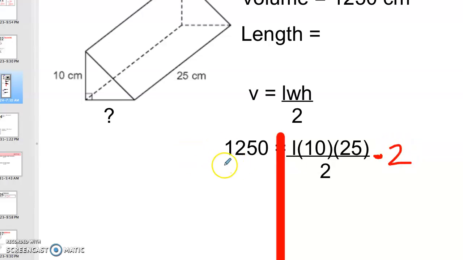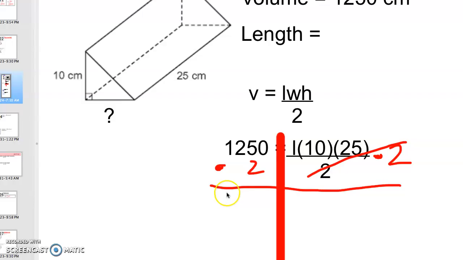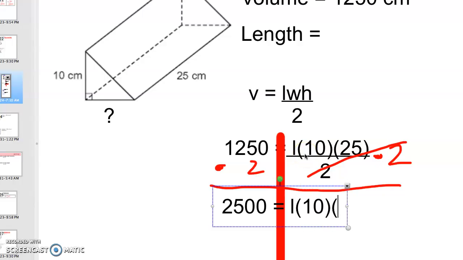And we know that whatever we do to one side, we must do to the other. So I'm going to multiply by 2 on this side. Okay, draw a line. This cancels. And I'm left with 2,500 on my left side. And then on my right side, I'm left with L and 10 times 25.